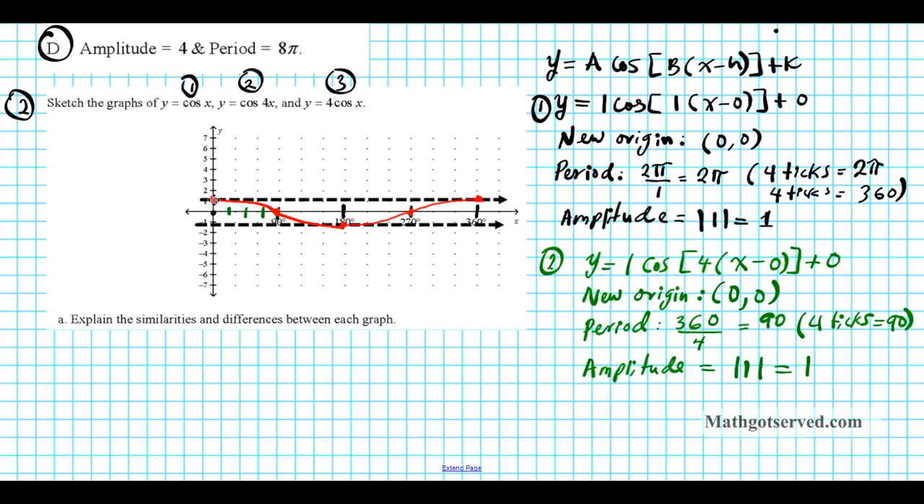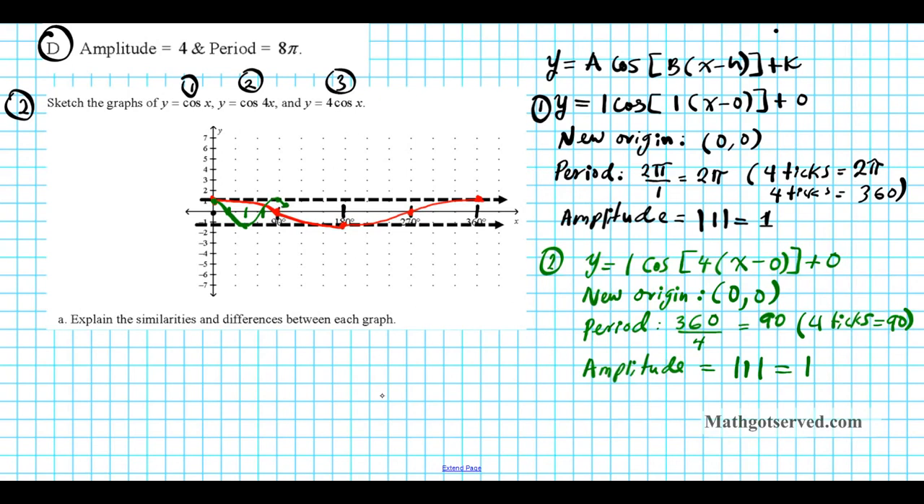So starting from the max, we have max, center, min, center, max. That's one complete period. We can see that it is much smaller than the other one. It has a much compressed period. So we graph it like that, and that pattern basically continues for the entire region. So that's our second function right there, function number 2.